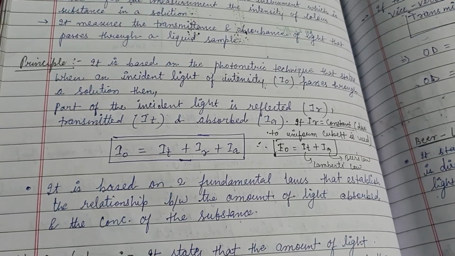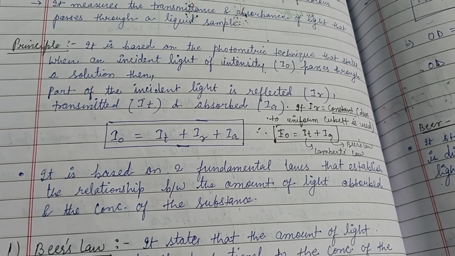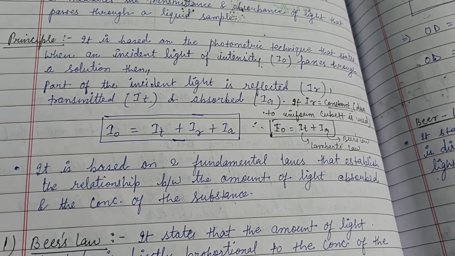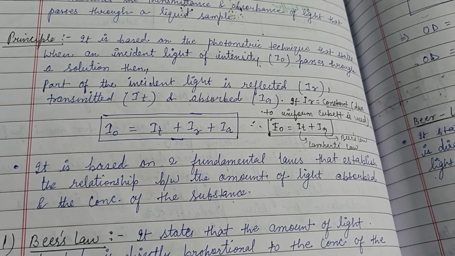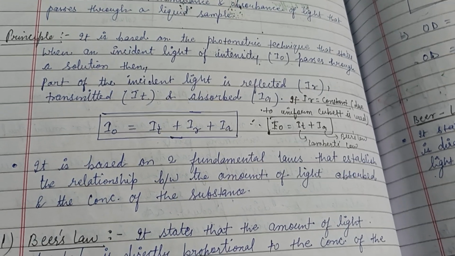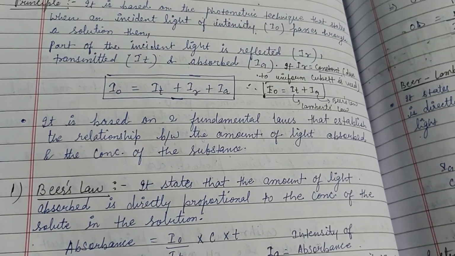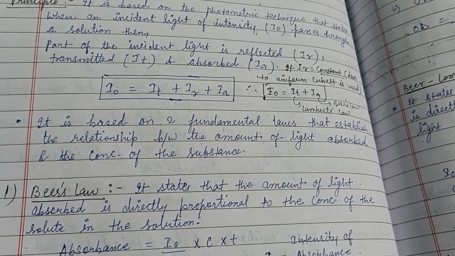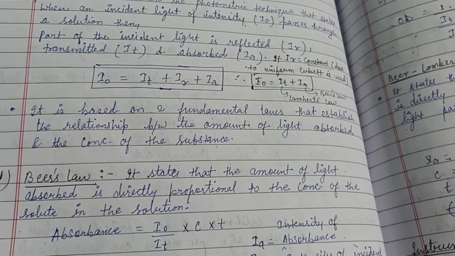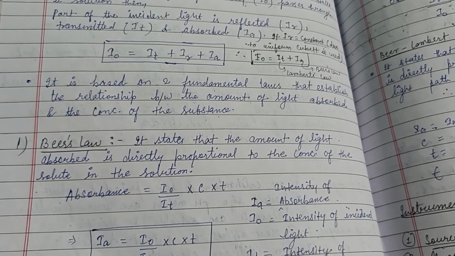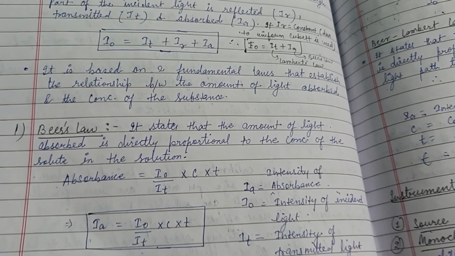It is based on two laws. When an incident light is passed through a solution, part of the incident light is reflected, transmitted, and absorbed. So, incident light equals transmitted light plus reflected light plus absorbed light. It is based on two principles, that is Beer's law and Lambert's law.